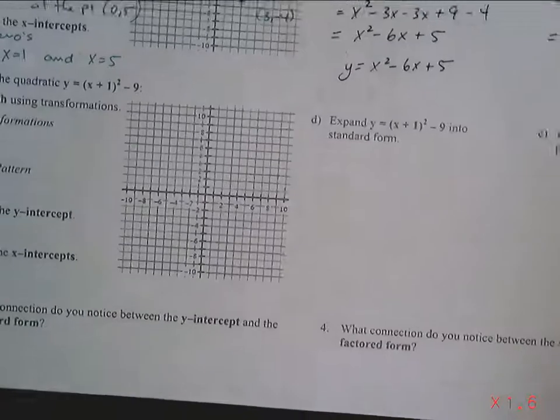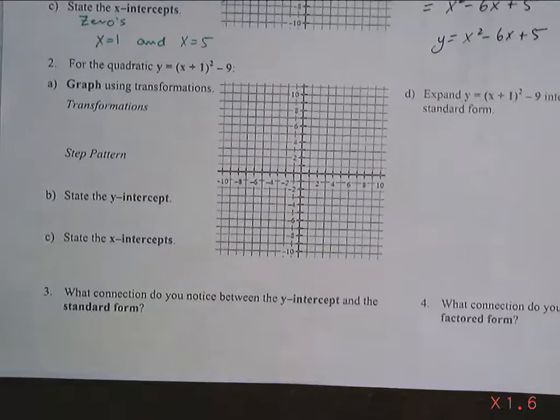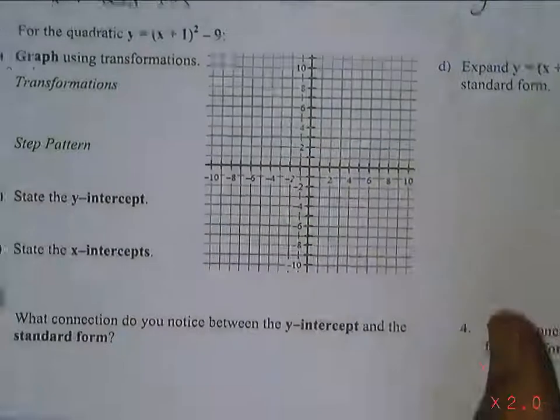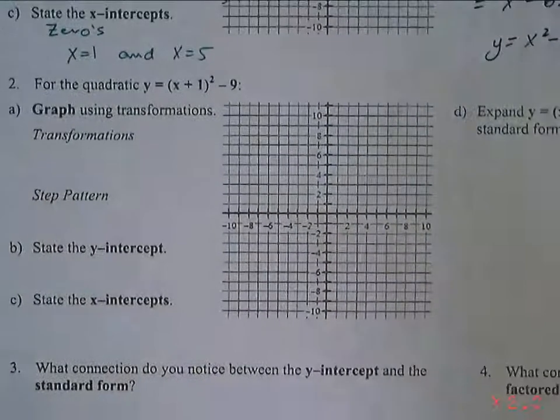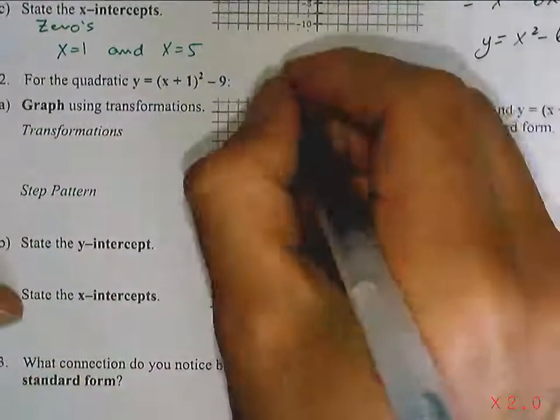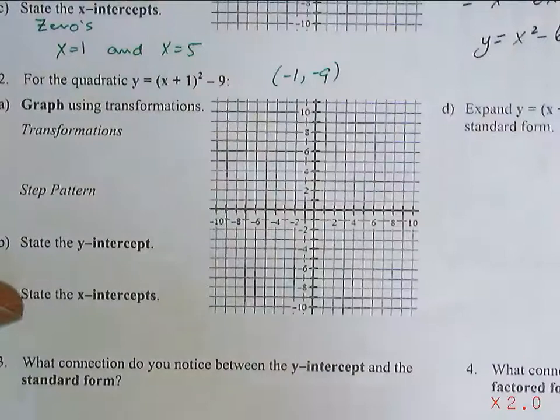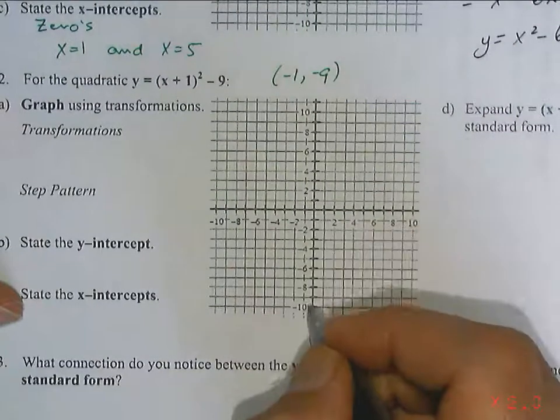Okay, so number 2. We get to do the same thing over again, just in case the first time wasn't fun enough. So let's take a look at this one. You'll notice that I have a vertex of negative 1, negative 9. That means my first point is going to be negative 1, negative 9.